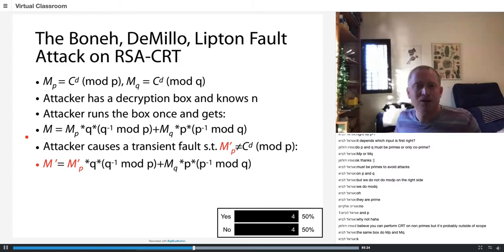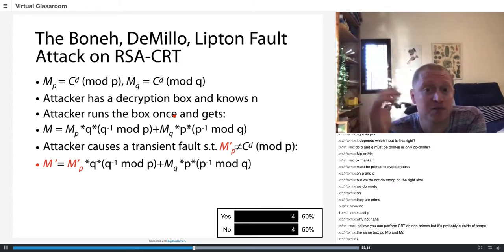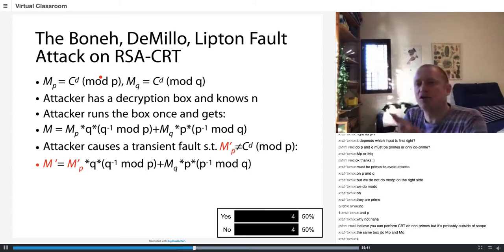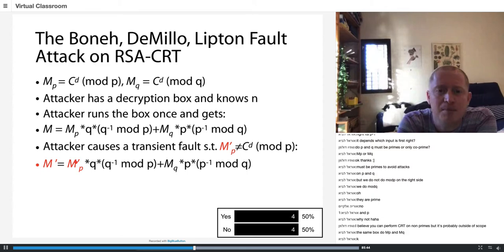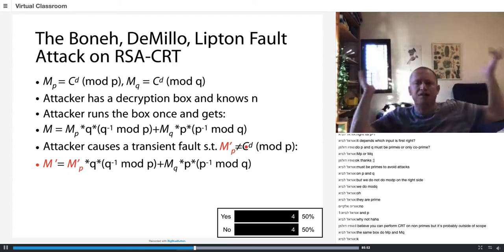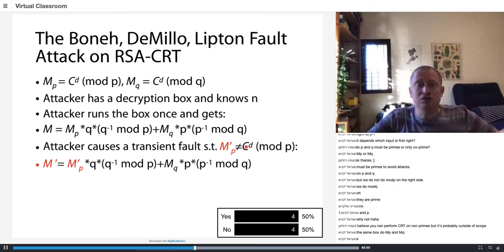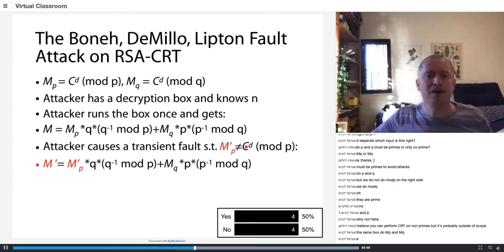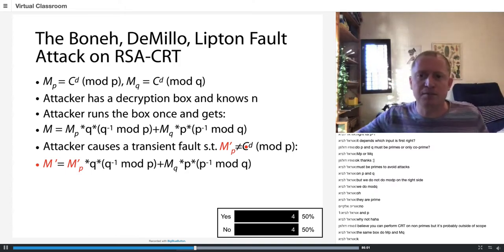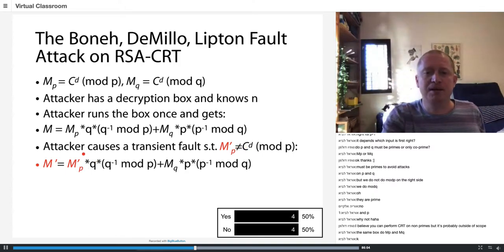Now the attacker was able to create a transient fault in the box such that C to the power of D modulo Q was calculated correctly. So M sub Q is the original M sub Q. But C to the power of D modulo P, there was some error. I don't know what error, but all I know is that M prime sub P is not equal to C to the power of D modulo P. It's some random noisy value because the decryption had a fault. And now the device under test, the box, is going to try to combine M sub P prime and M sub Q.